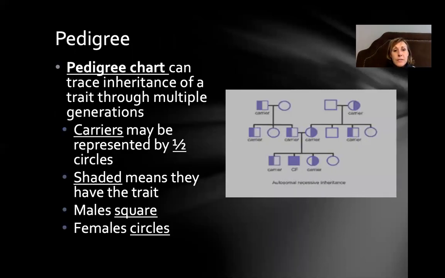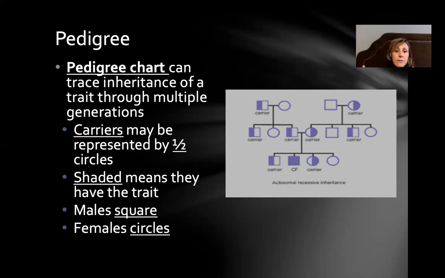Genetics also uses pedigree charts, and they can trace inheritance of traits through multiple generations. Carriers must be represented by half circles. So these guys right here, where they're half and half, they're all carriers of whatever trait they're looking at. This one, they say autosomal recessive inheritance, which means that an autosome is a body chromosome.